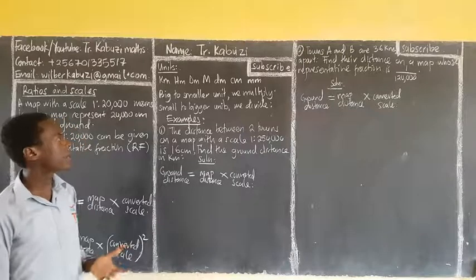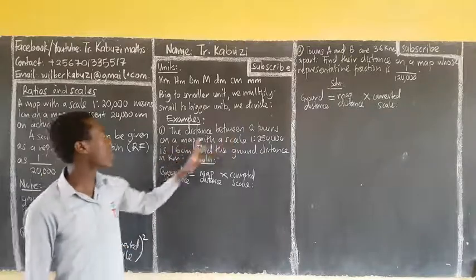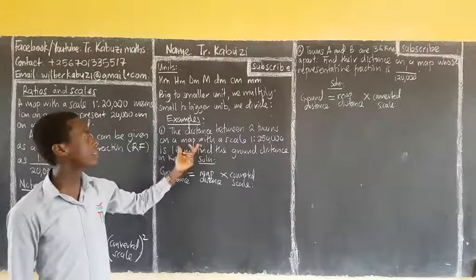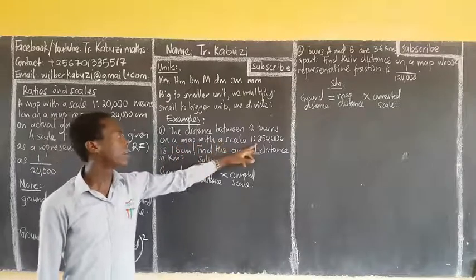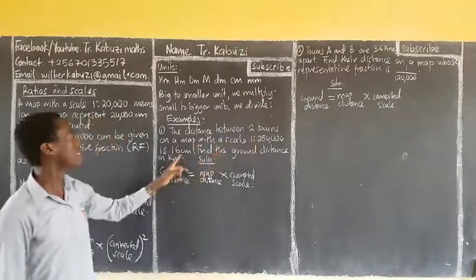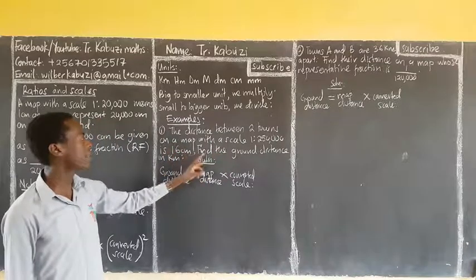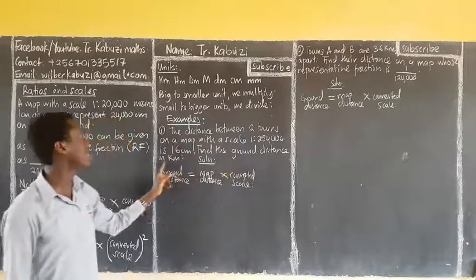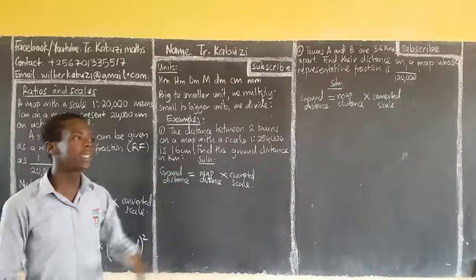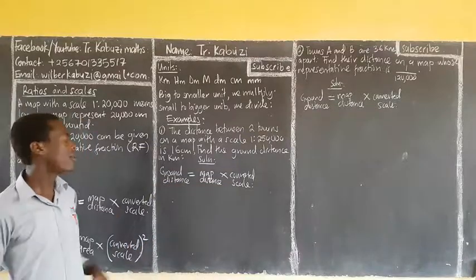Then, the first example is the distance between two towns on a map. The scale of that map is 1 to 250,000, and the distance is 16 centimeters. Find the ground distance in kilometers. Of course, most distances on the ground are measured in kilometers.